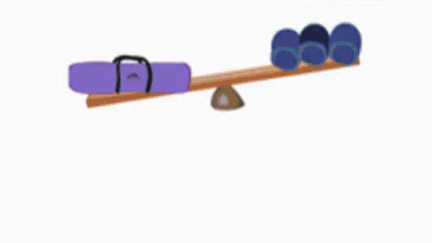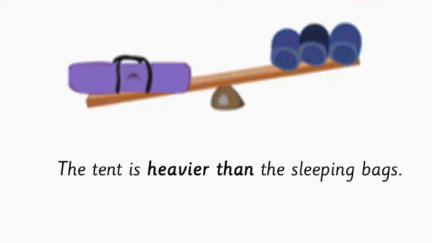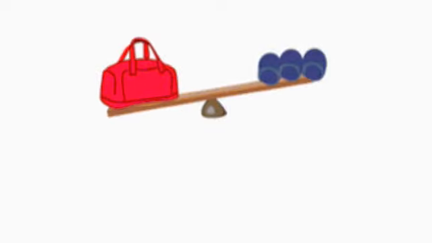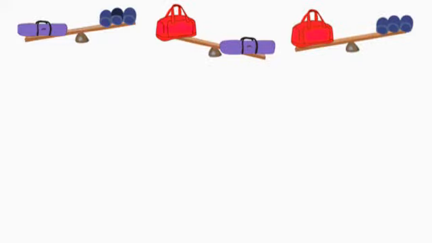We use a balance in the following way. We put the 2 items we are measuring on the balance, one on each side. The item that is heavier will be lower than the lighter one, and the item that is lighter will be higher than the heavier one. Look at this balance. The tent is heavier than the sleeping bag. The tent is heavier than the 3 sleeping bags and the food is heavier than 3 sleeping bags.